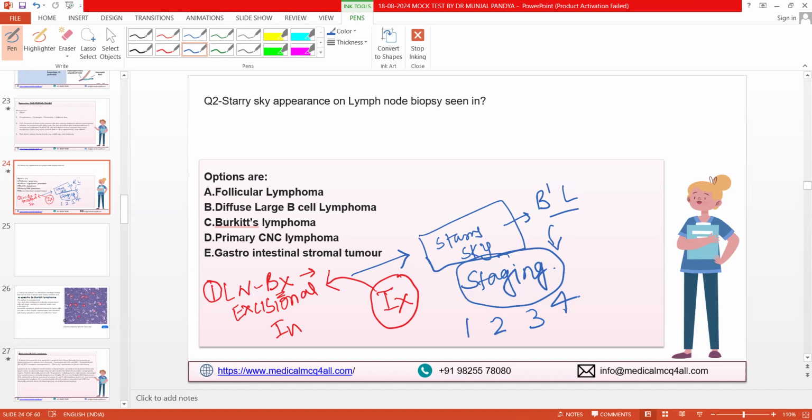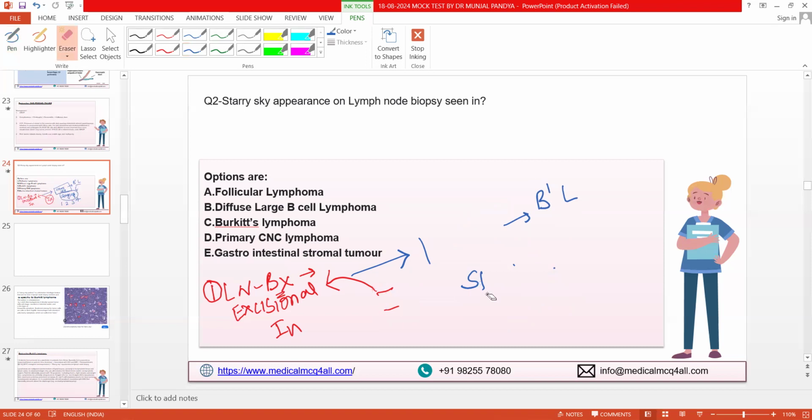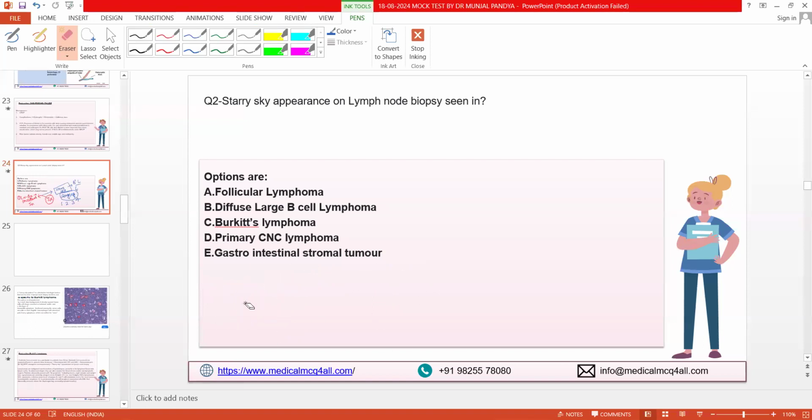Anyone, open for all. One side or both sides of the neck, then above the diaphragm or below the diaphragm, then whether it's involving extra-lymphatic organs, and whether there is distant metastasis, four grades. So I'm asking about stage, not grade. Grade is different and stage is different. This is the biggest mistake people make in the medical field.